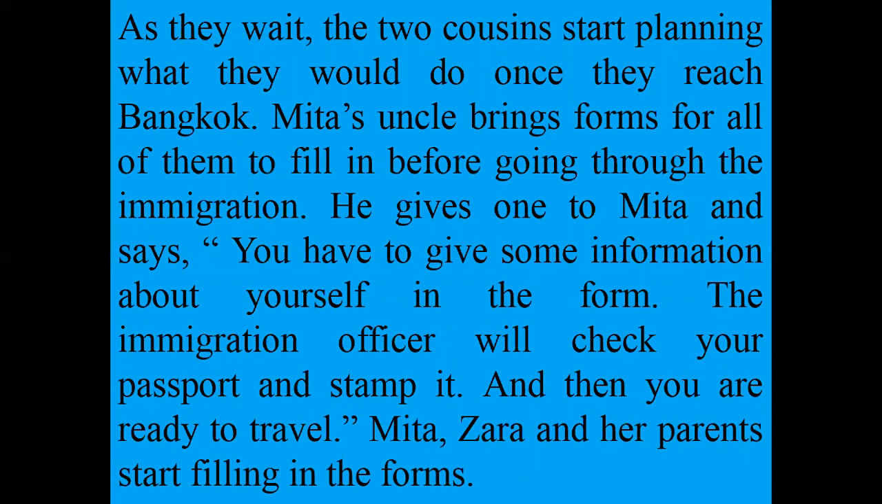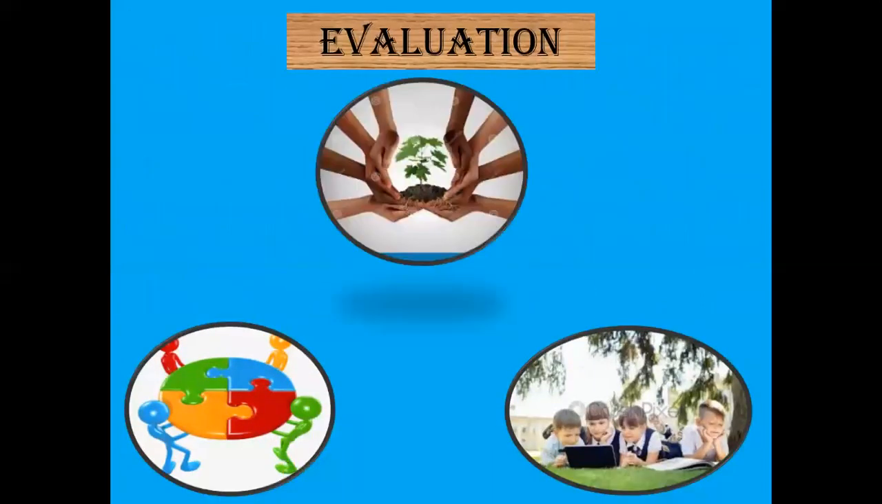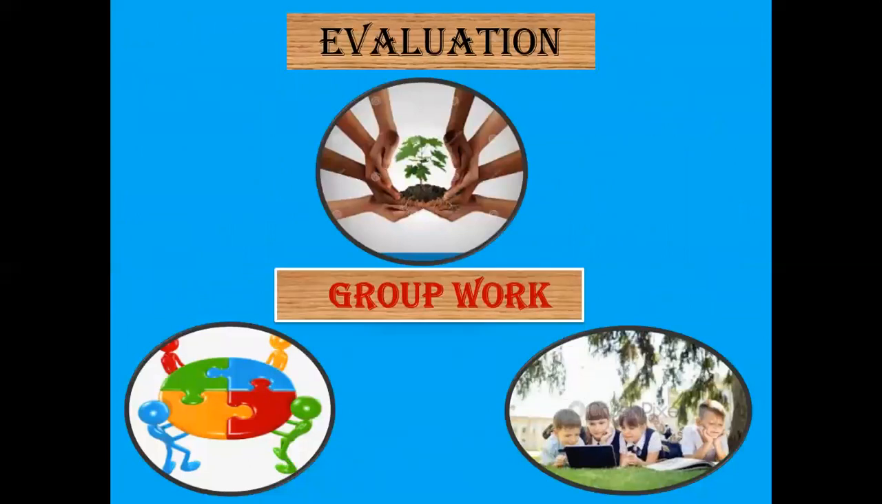As they wait, the two cousins start planning what they would do once they reach Bangkok. Mita's uncle brings forms for all of them to fill in before going through the immigration. He gives one to Mita and says, give some information about yourself in the form. The immigration officer will check your passport and stamp it, and then you are ready to travel. Mita, Zara and her parents start filling in the forms. Learners, I am going to evaluate you through group work.